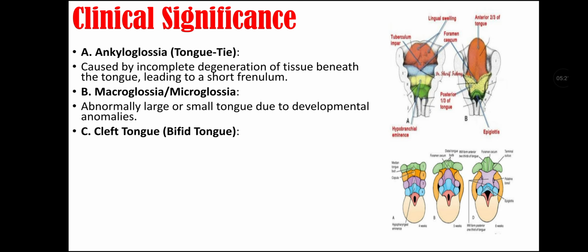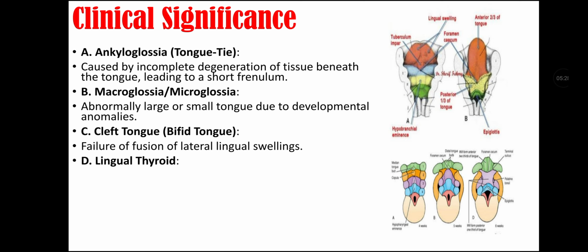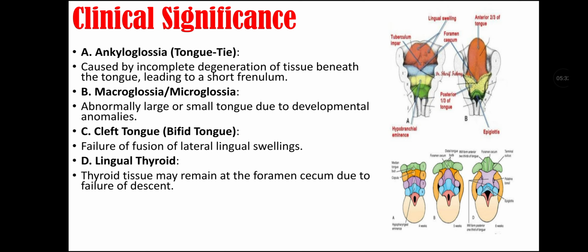Then the third significance is cleft tongue, that is also called bifid tongue. It is because of failure of fusion of lateral lingual swellings. Fourth significance is lingual thyroid. It is thyroid tissue that may remain at the foramen cecum due to failure of descent, and it is called lingual thyroid.